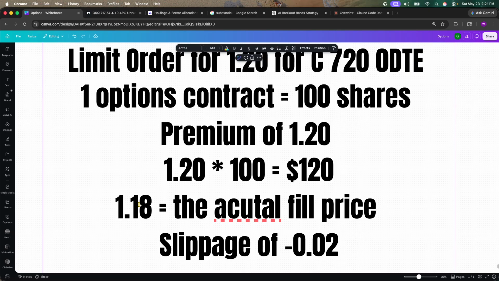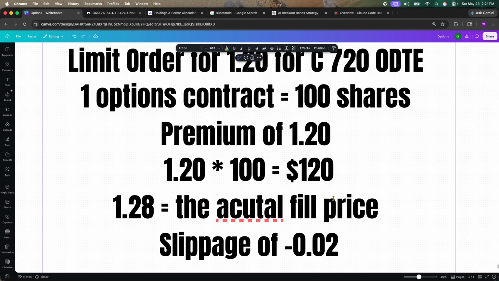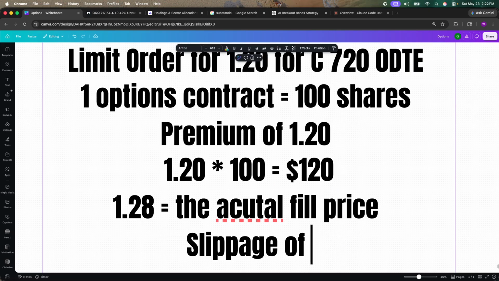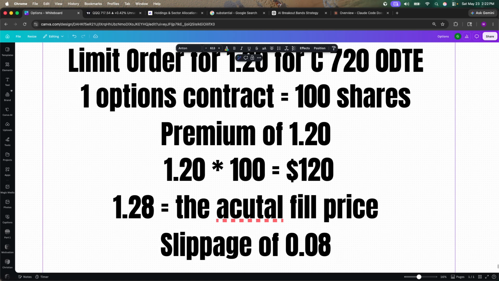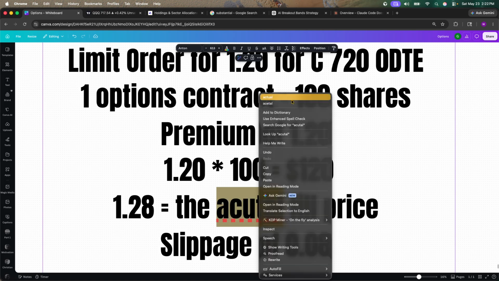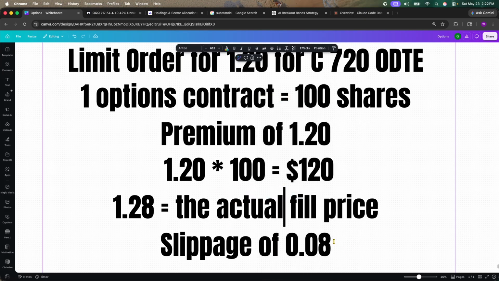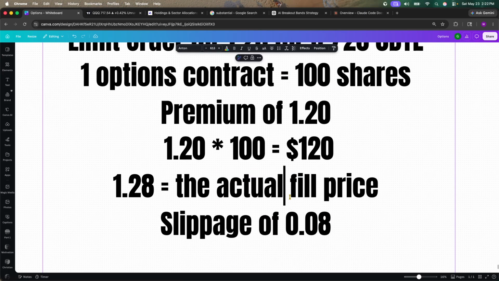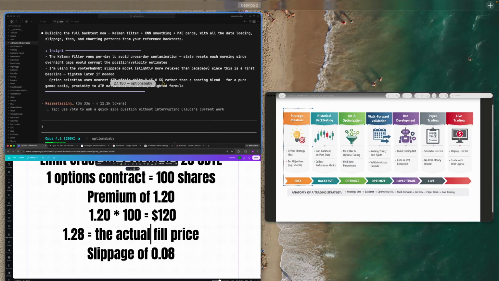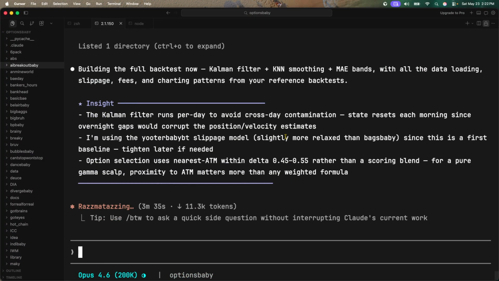Let me give you another example. Let's say it actually gets filled at 1.28, right? So now we have a slippage of 8 cents. That's what I like to call a tax, but it's not a tax, it's just slippage. It's what you pay to get into that option contract. So being able to model slippage is what I want, and it actually makes sense.